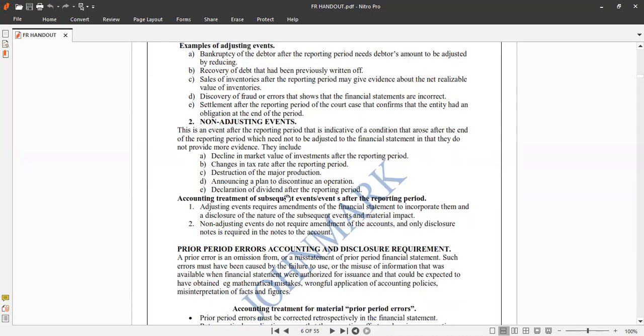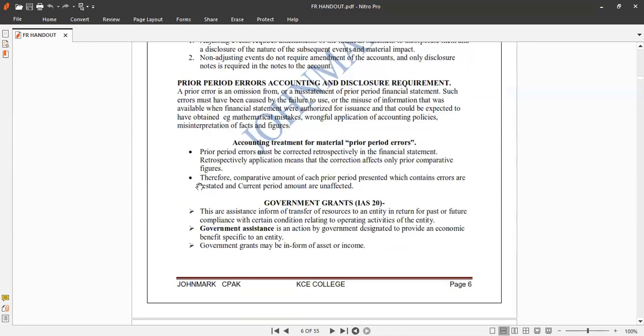So what is the accounting treatment of subsequent events or events after the reporting period? We have said that adjusting events require amendment of the financial statement to incorporate them, while non-adjusting events require disclosure of the nature of the subsequent event and the material impact. So that means adjusting events need amendment of the financial statement, but non-adjusting events do not require amendment to the accounts. That's the accounting treatment of subsequent events.